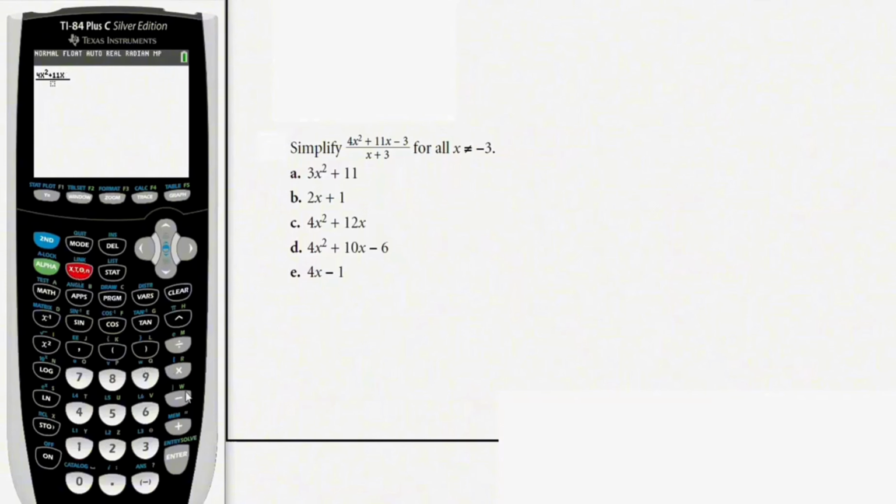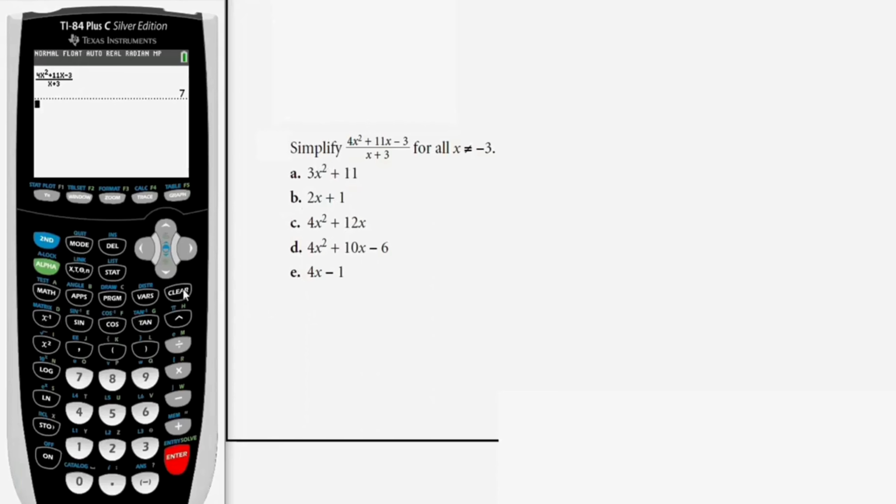Okay, we have minus 3, alright, over x plus 3. So that's it. Let's press enter now to see the output. 7. So right now we are going to simplify the options. Anyone that gives us 7 will be the answer to this question.